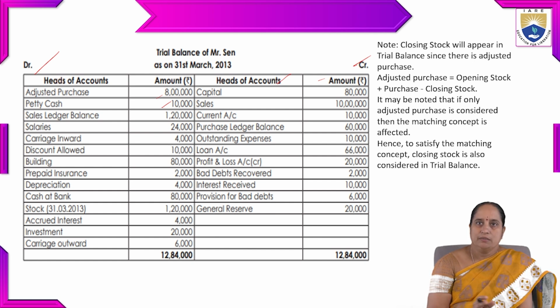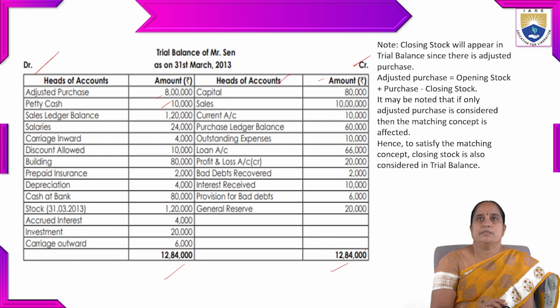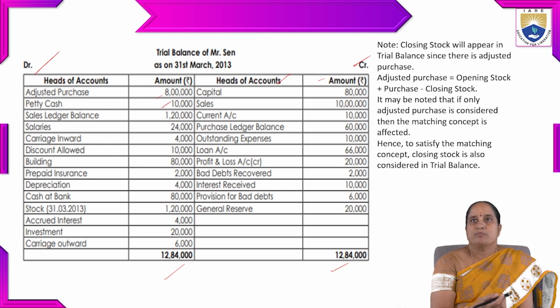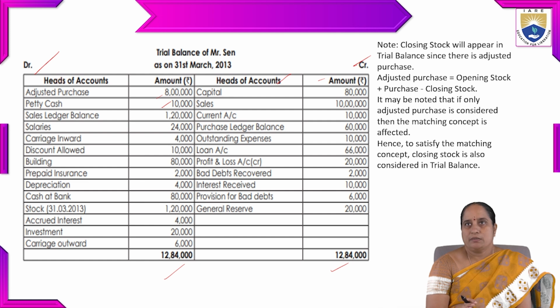we should get the same amount. So that is 12 lakhs 84,000 on debit side, the same amount on credit side. So here we should remember some working notes. What is the most important thing? Closing stock will appear in trial balance since there is adjusted purchase.